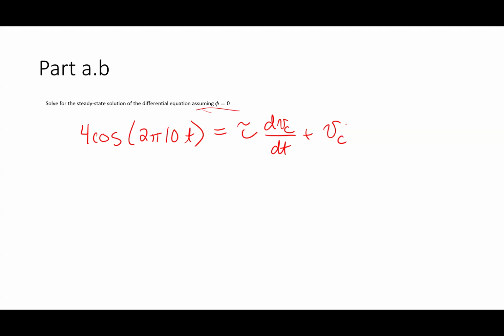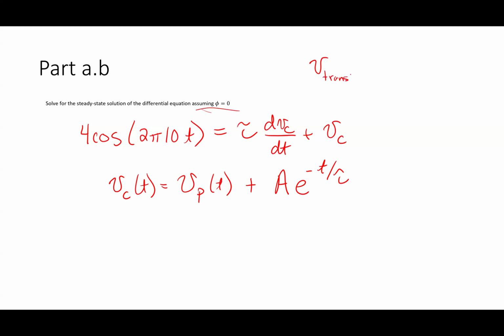Okay. All right. So the transient response is, let's just write that out. V sub c of t is going to be equal to the particular solution plus, I'll say, a e to the negative t over tau. How do I know it's going to be a e to the negative t over tau? Well, I would have guessed that the transient response, I'll call it V transient, is equal to a e to the st. You would guess that, you'd plug it into here.